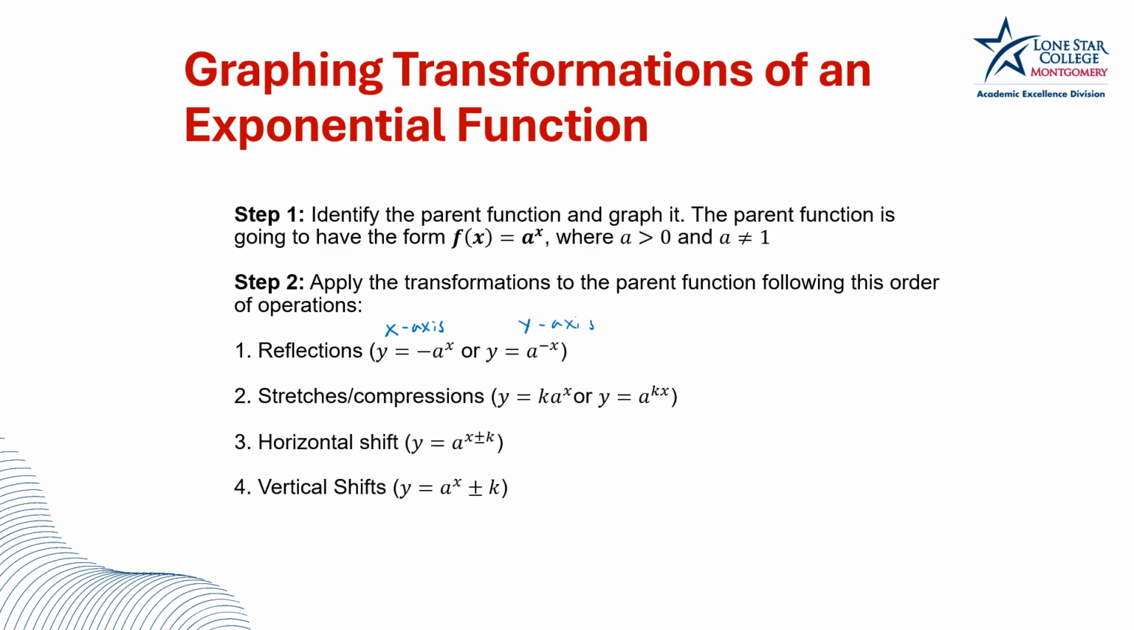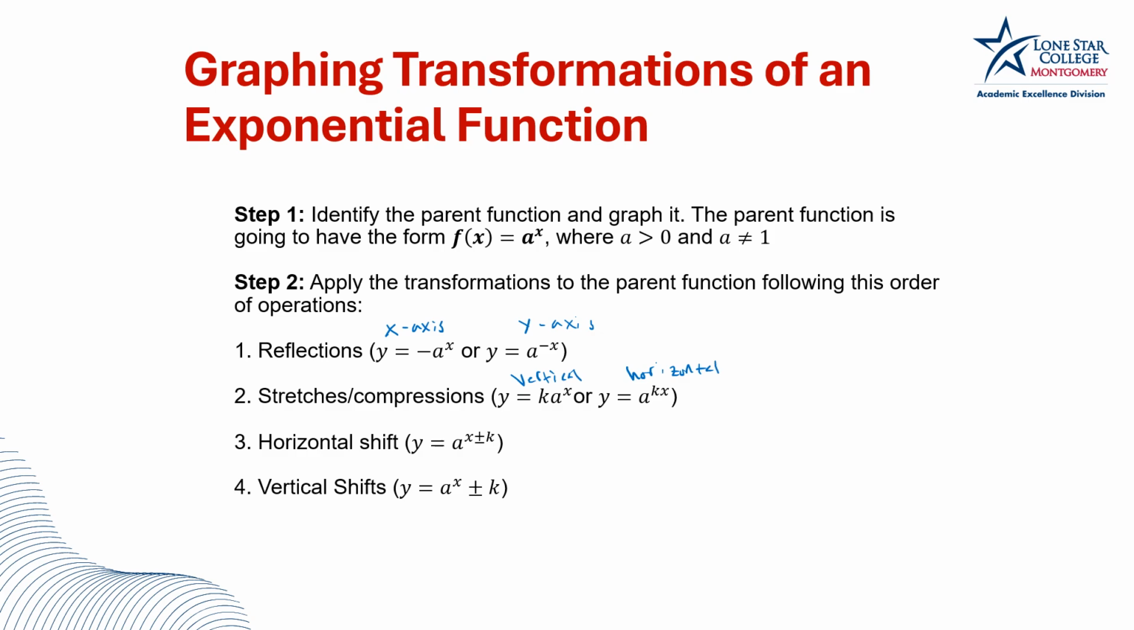Number 2 is stretches and compressions. So when you have y equals k times a to the x, or y equals a to the power of kx, those are different types of stretches or compressions. When the k is on the outside, as opposed to this second one here, it's considered a vertical compression or stretch. And then when it's a to the power of kx, the k would be a horizontal stretch or compression.